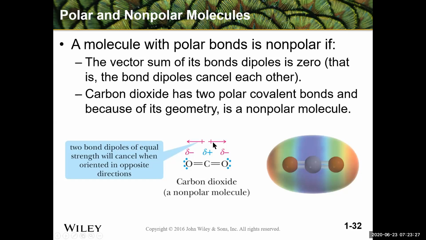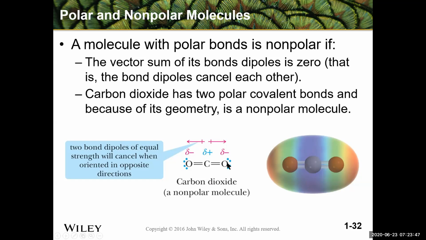And then what we have to do to get the net overall dipole moment for the molecule is take the vector sum of the individual bond dipole moments. Because they're in opposite directions, they pull equally in opposite directions. The net polarity of carbon dioxide is 0.